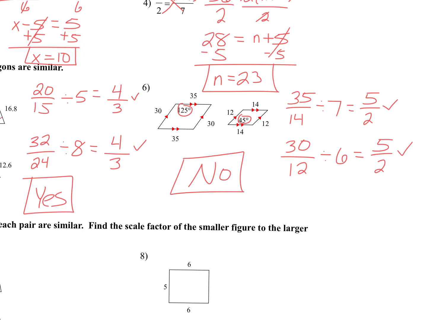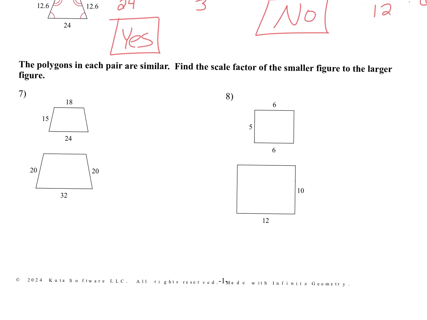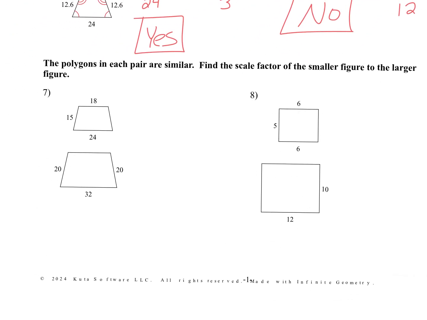Okay? 7 and 8 are a similar process, but this time it wants us to look for the scale factor. So, we already know they're similar, so what do we know if they're already similar? The angles are the same, and what else are the same? The sides. The side ratios are the same. So, to find the scale factor, we just need to find a ratio. So, what's a ratio I can make? 15 over 20.